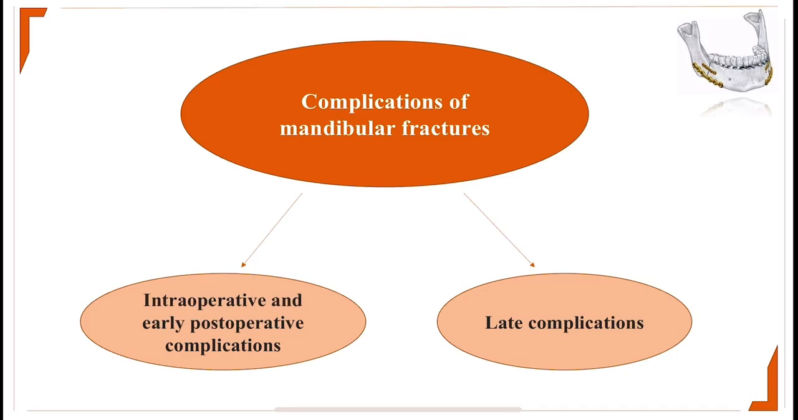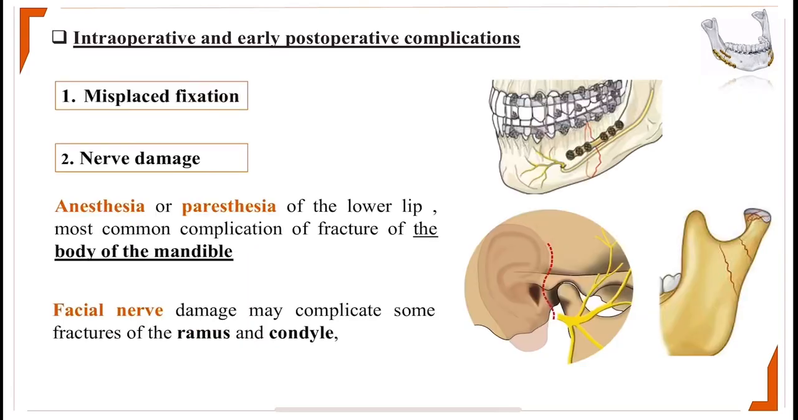early and late complications. First, we will talk about the early complications, which are misplaced fixation and nerve damage. Anesthesia or paresthesia of the lower lip as a result of an injury to the inferior dental nerve is the most common complication of a fracture of the body of the mandible. Damage to the inferior alveolar nerve can also result from treatment, which is most commonly associated with open treatment.